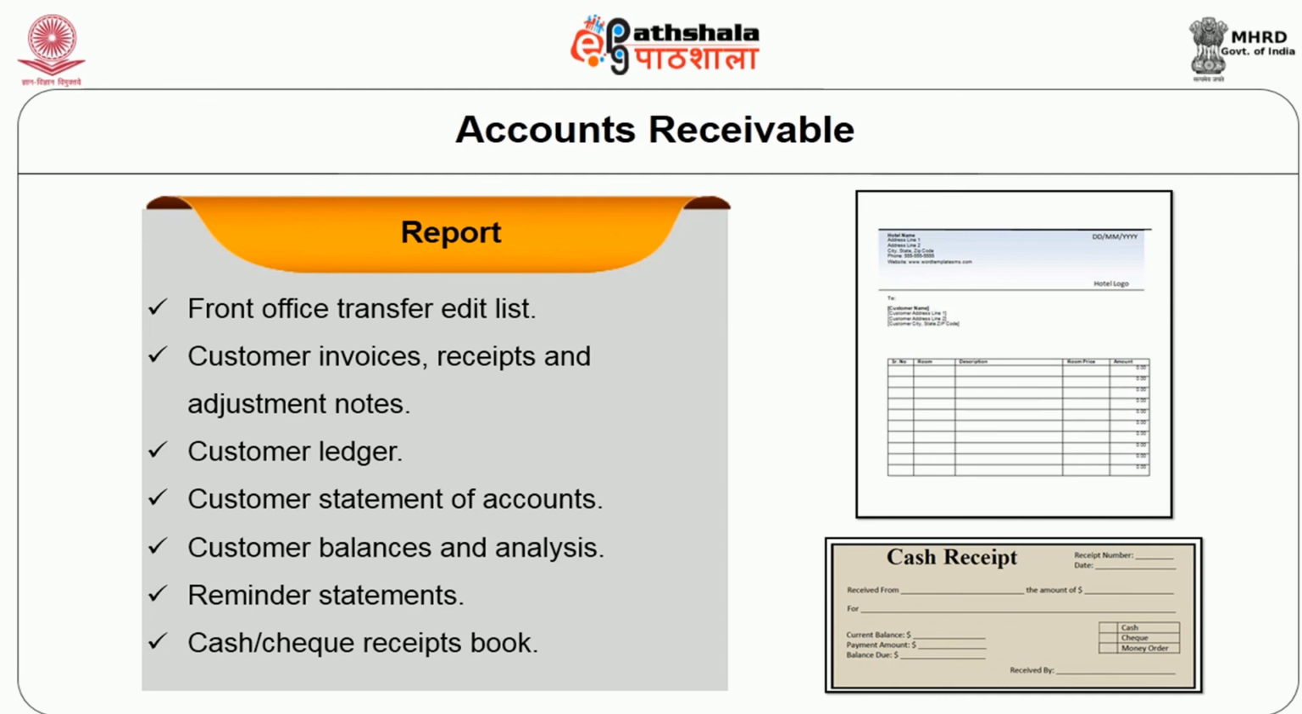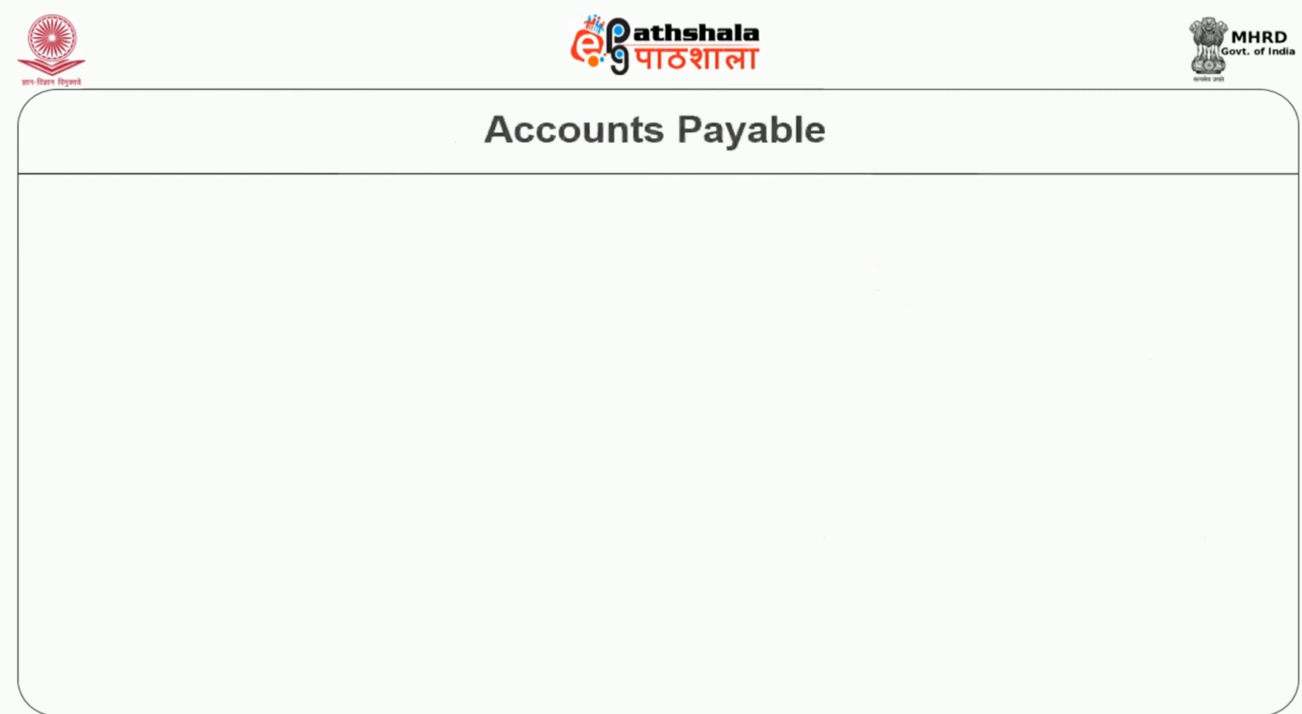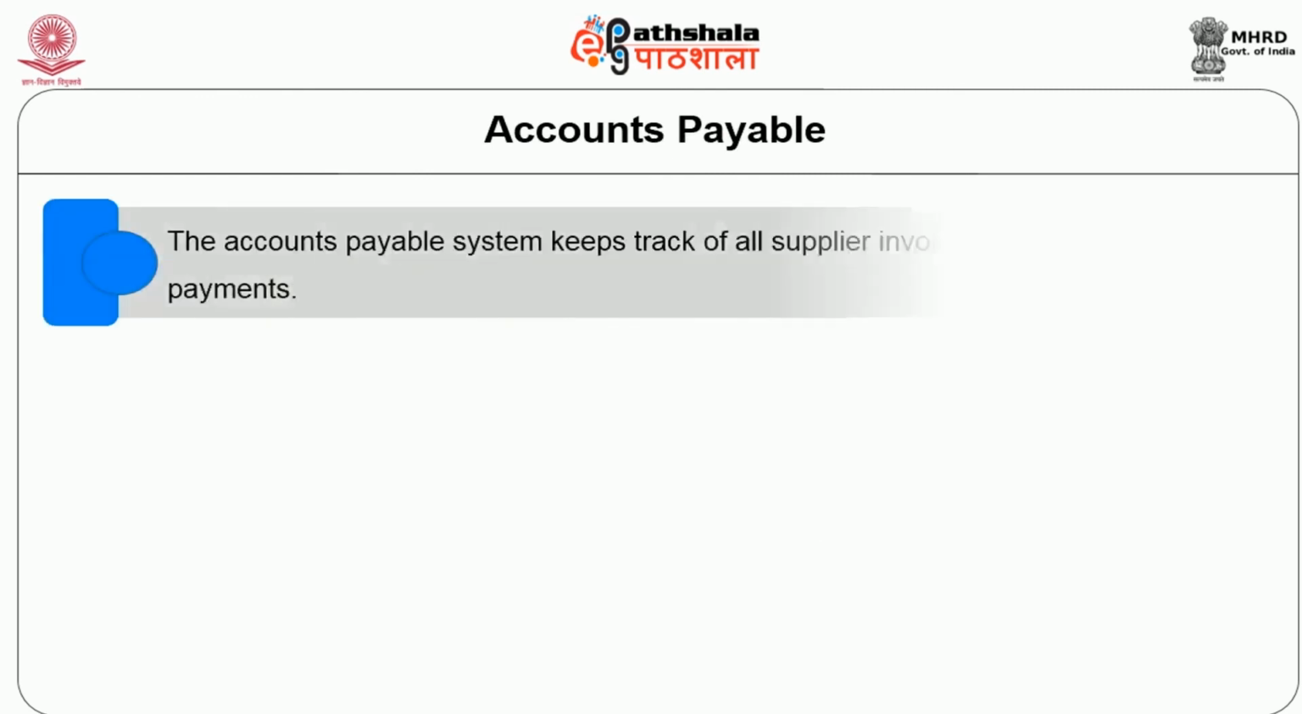Here, if it is in cash, all that will be recorded on the cash side. Cheque receipts will be recorded on one side. So both will give you clear-cut information. Next is accounts payable. The accounts payable system keeps track of all supplier invoices, adjustments and payments.